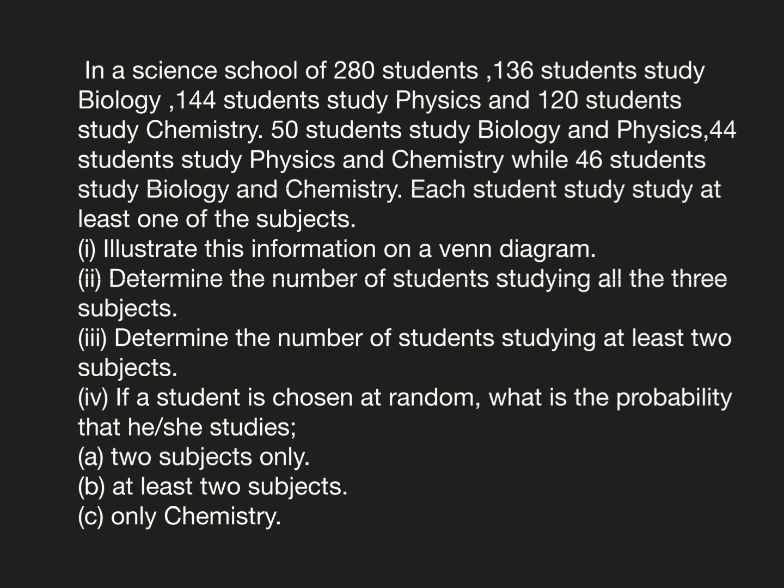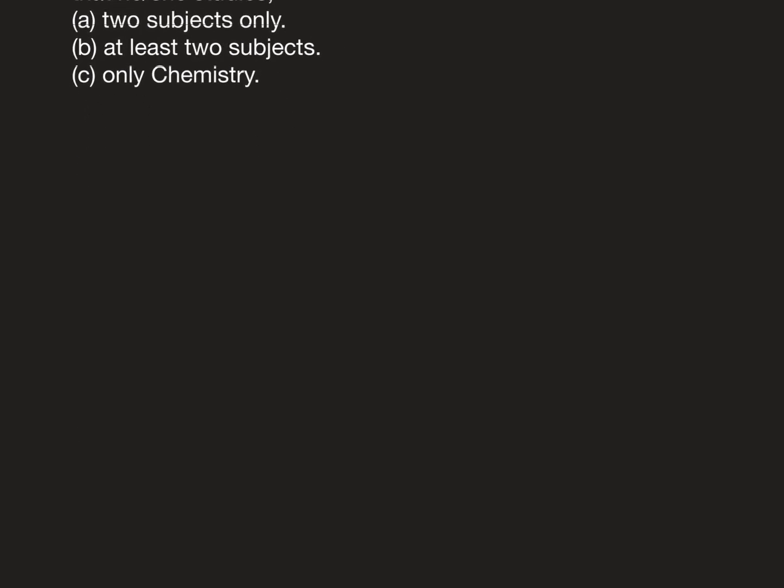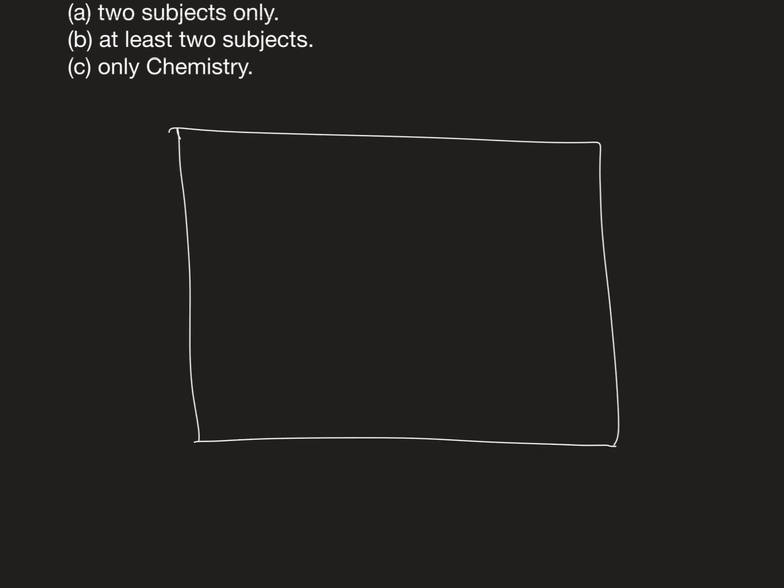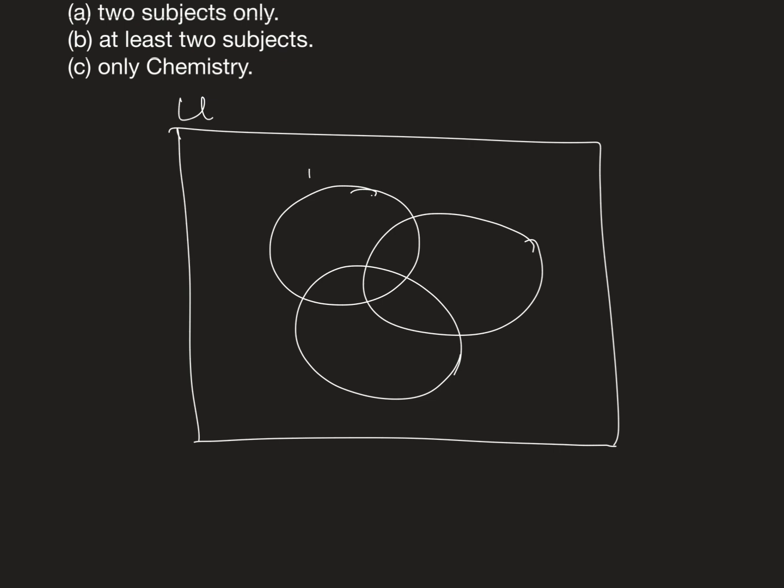So first, let's try to draw a three-set diagram. The way you draw it, you're going to have the universal set that will contain the number of students or the number of people that they have given you. And since you are dealing with a three-set problem, you're going to have three circles that will overlap and form a common point of intersection. One of them will be for biology, the other one for physics, and the other one for chemistry.